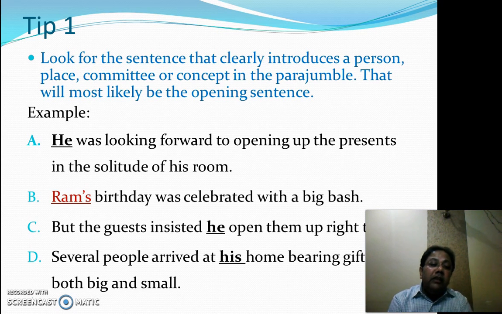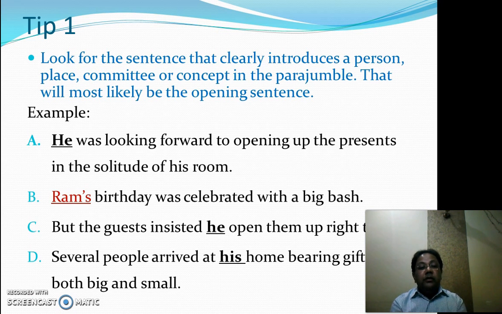And quickly, if we see option C as well: but the guests insisted he opened them up right there. So 2 clues. "But" is a transition. That means it is talking about something in contrast. So something must have happened before that. And the second clue is "he." "He" means you're not sure who it is referring to.